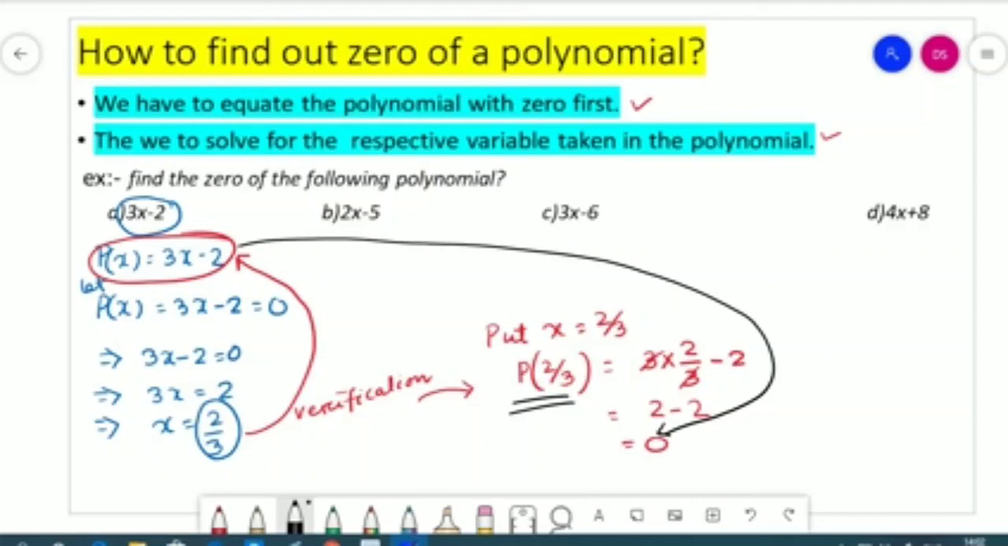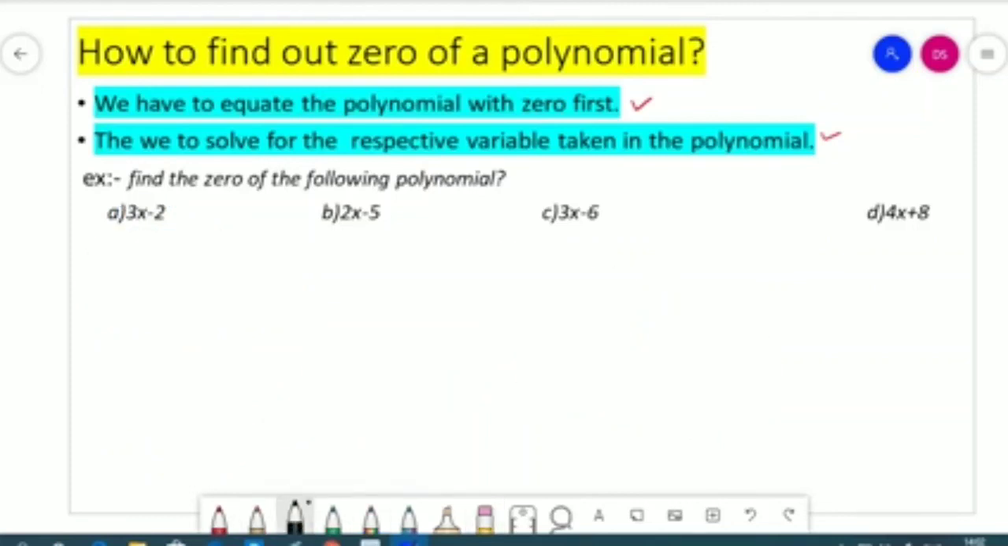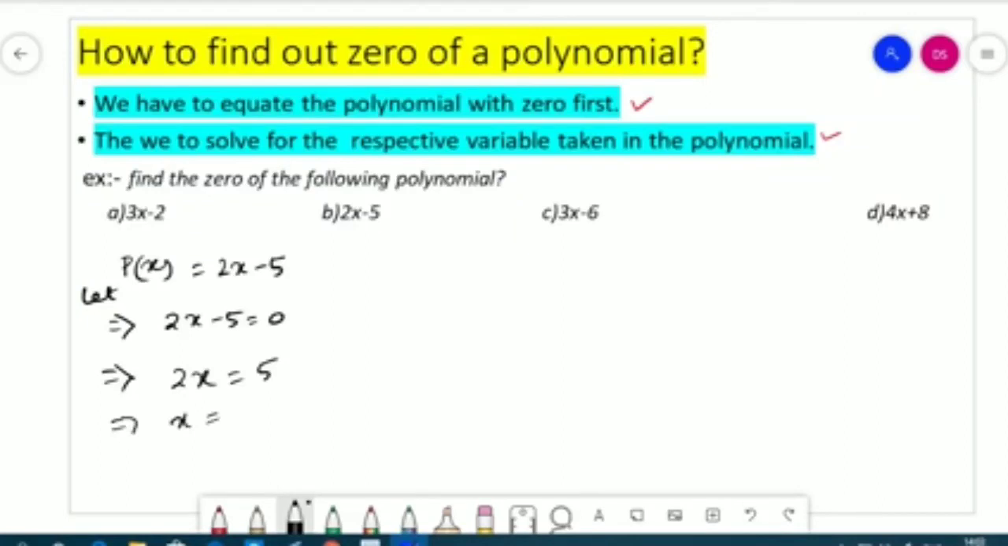Next, this one, p(x) is equal to 2x minus 5. Now 2x minus 5 is equal to 0. This will be left. Okay, now 2x is equal to 5 and x is equal to 5/2. Now for this value, this is known as your zero of polynomial 2x minus 5.